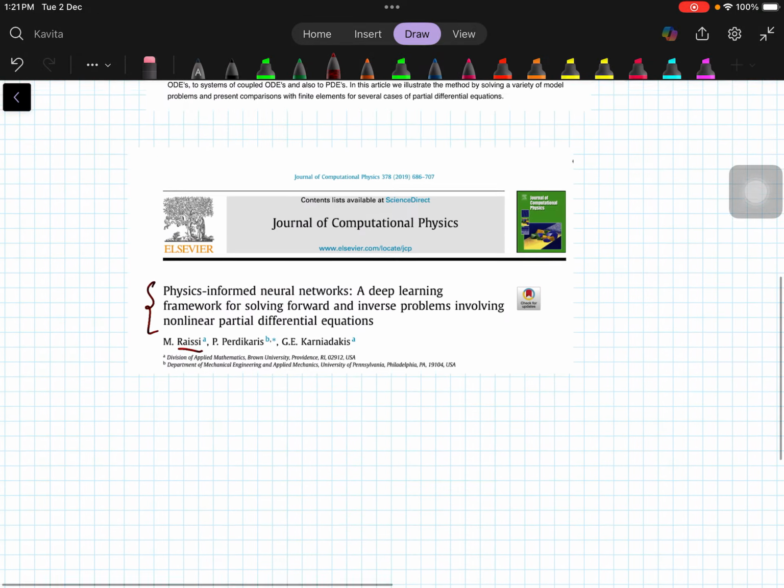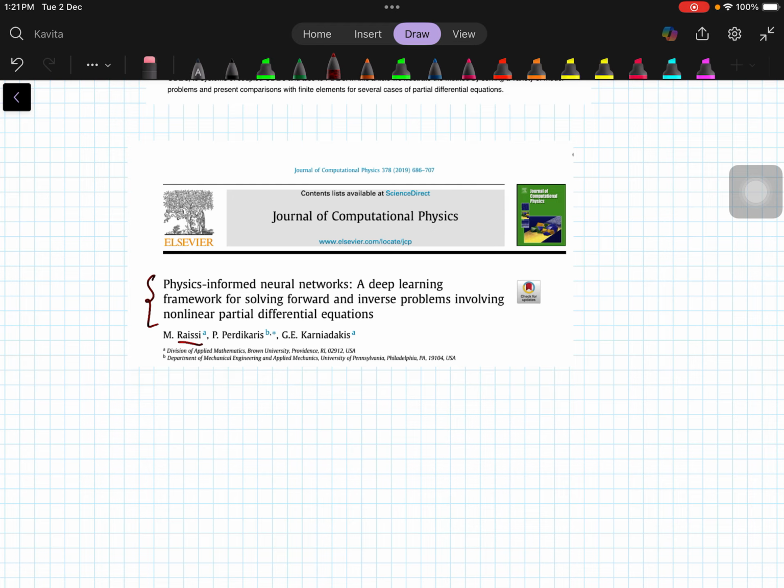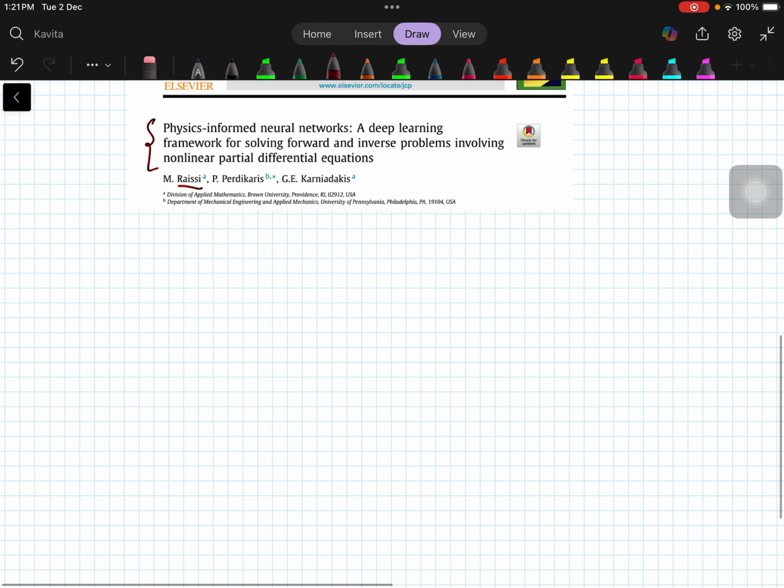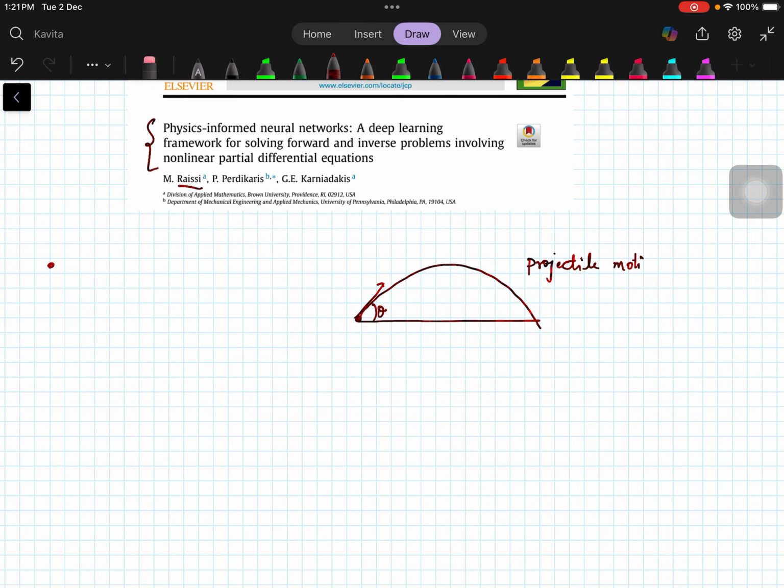So let us see what a physics informed neural network is. I will teach you this with an example. Let us consider a very simple classic kinematic problem. Suppose you have a ball and you throw it, so it comes back to the ground. It's simple motion under gravity. Suppose this is the angle theta. We have already studied this projectile motion many times, starting from class 9.